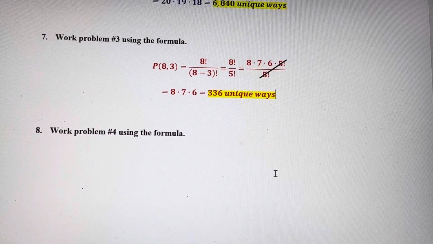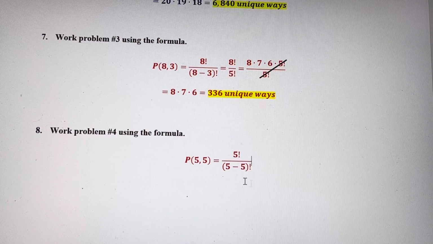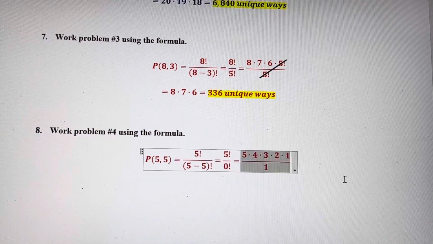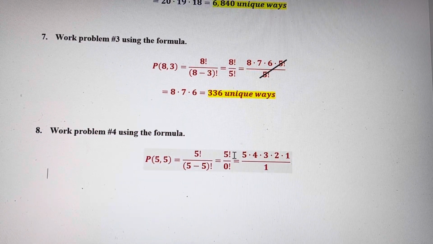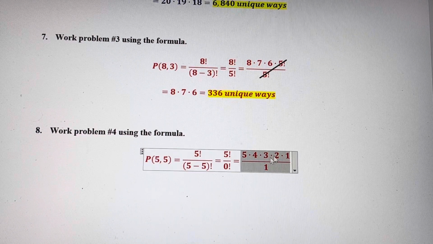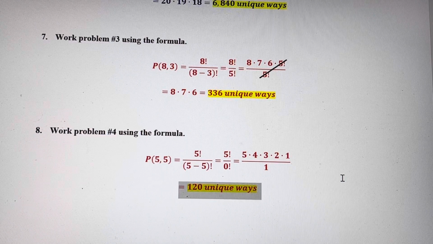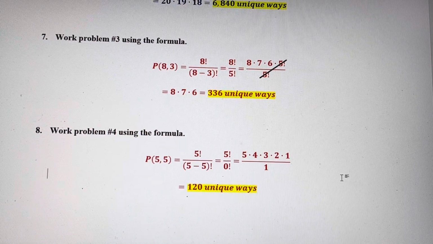Now 8's a little different. That's why I want to spend a little more time here, because notice in the denominator, when we're grouping or arranging all the objects that we're dealing with, I end up with 0 factorial in the denominator. You should remember from our recent work that 0 factorial by rule is just 1. So again, that's how we got this numerator when we were using the counting principle, and that's how we got 120 unique ways.